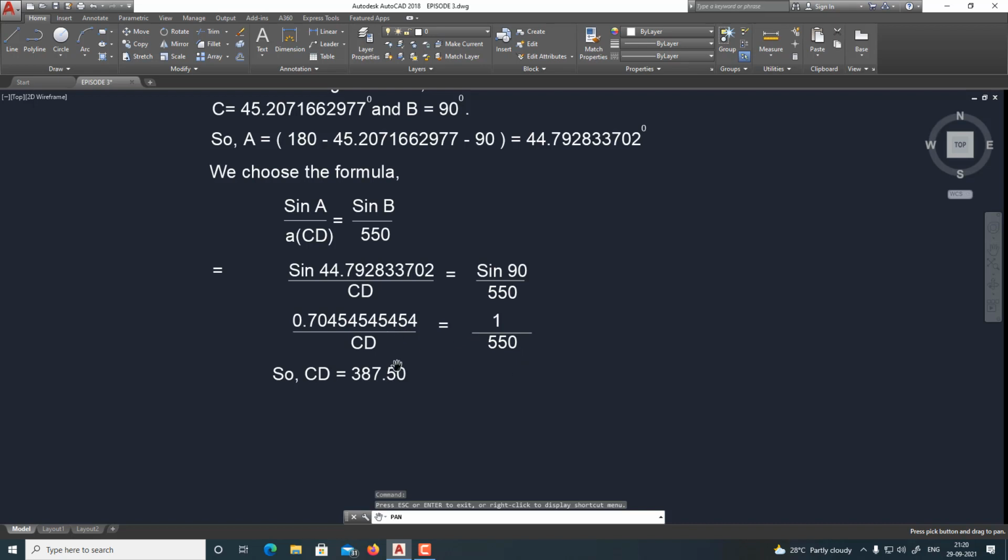So we know how to transfer these figures, this figure here, this figure here. So after simplification, we get CD is equal to 387.50. You can calculate by your calculator and verify this value.